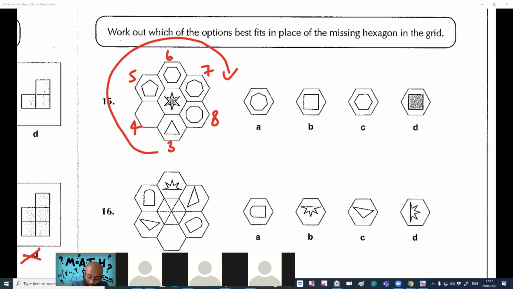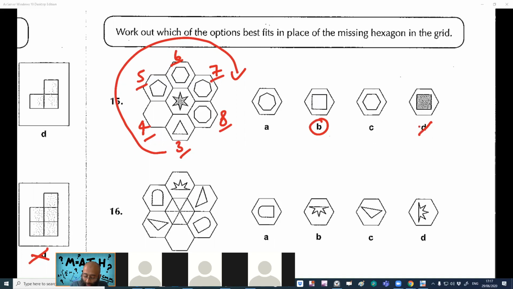So it's going 3, 4, 5, 6, 7, 8. We're going around the shape and we're adding 1 extra side each time. I'm looking for a 4-sided shape, and the 4-sided shape will be a white square and not a gray square, because none of the shapes on the outside are gray, they're all white. So 15 will definitely be B, and nothing else comes close.